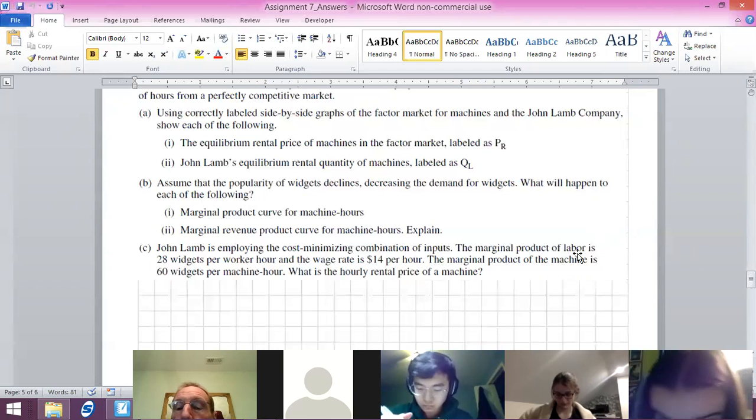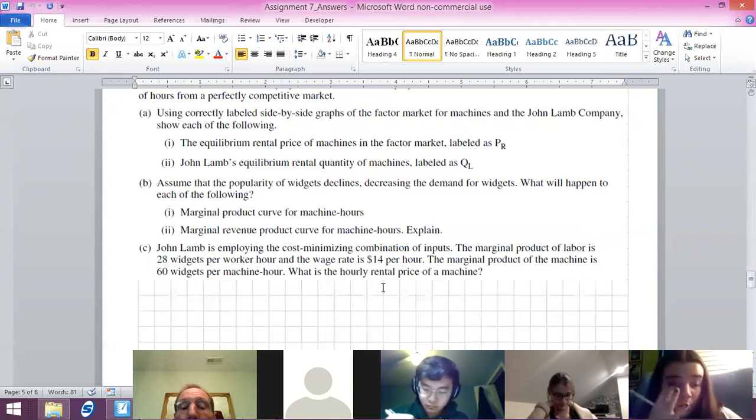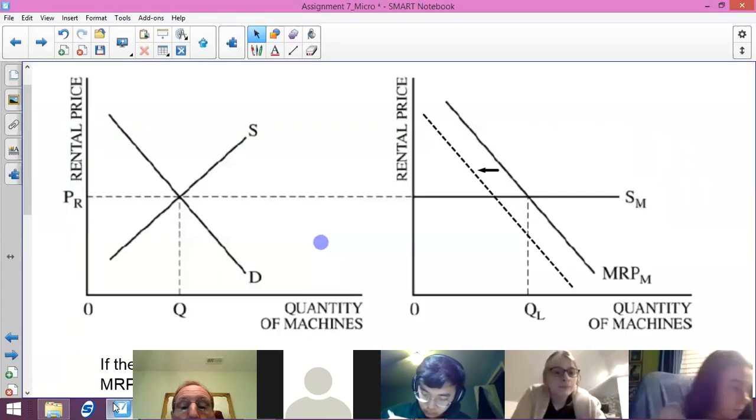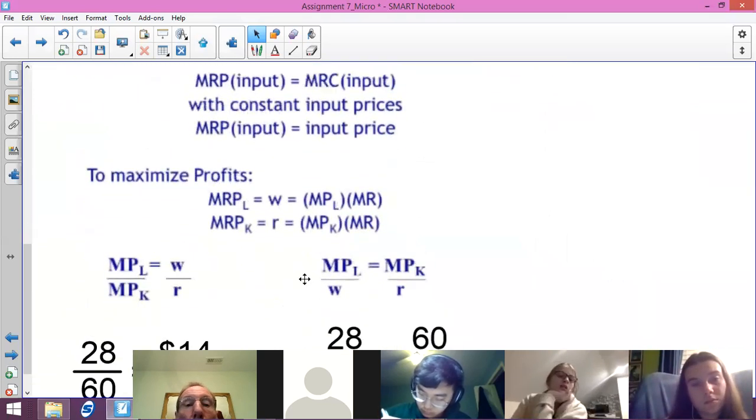The marginal product of labor is 28 widgets per worker hour, and the wage rate is $14 an hour. The marginal product of the machine is 60 widgets per machine hour. What is the hourly rental price of the machine if we want a combination of inputs that minimize cost? What do we do here? Okay, so we look at what it is to either minimize a cost or maximize a profit.